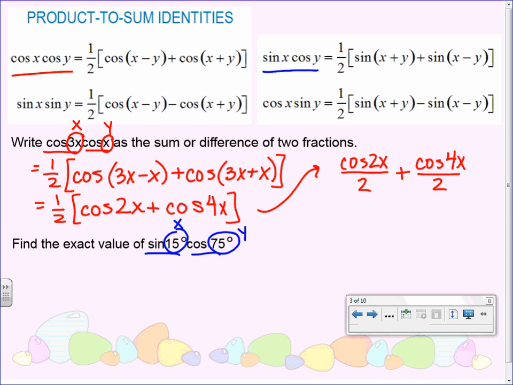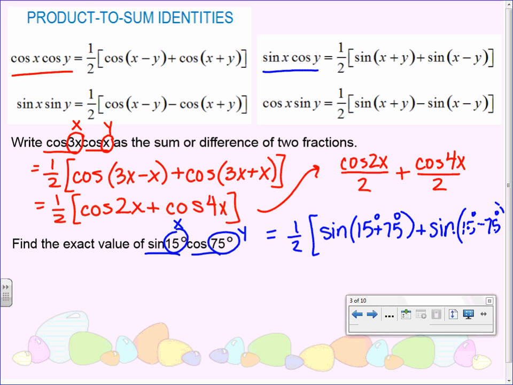Okay, so it's going to look like 1/2 sine, add them together, 15 plus 75, plus sine, subtract them, 15 minus 75. Okay, 15 plus 75 gives me 90. 15 minus 75, negative 60. Now that negative 60, we're going to have to evaluate it.